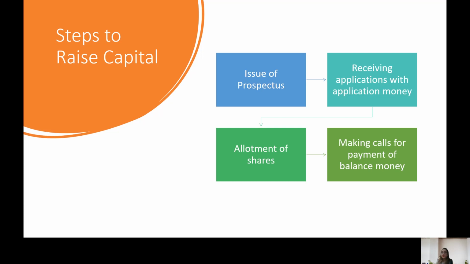So now, the general public, after getting the prospectus and reading the information, may apply for the shares issued by the company which are mentioned in the prospectus. After issuing the prospectus, the company will receive the applications with the application money. The application money will be received from the general public, and it will be deposited in a prescribed bank.